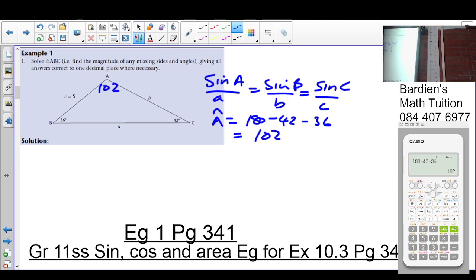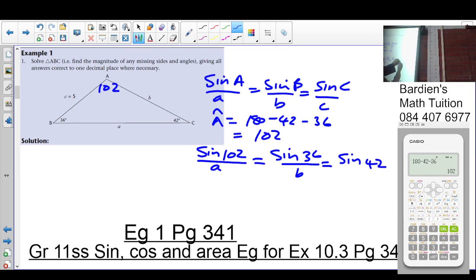Okay. So let's put in the information now. It's going to be sine of 102 over lowercase a, which is unknown, is equal to sine B, which is 36, over b, which is equal to sine C, which is 42, over c, which is 5. Can you see that, people? So this is my known ratio there. Can you see that?